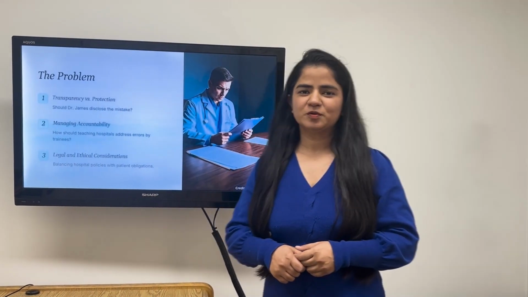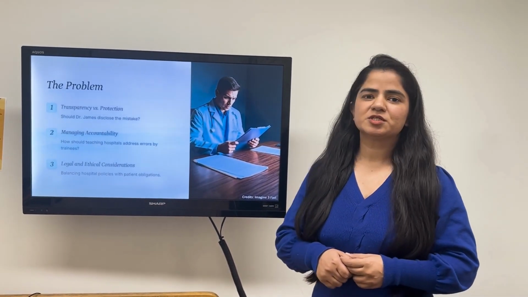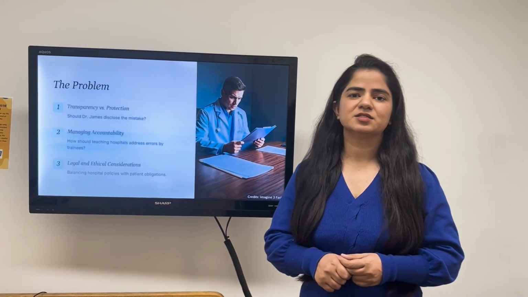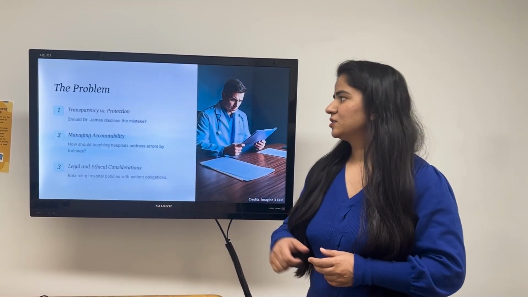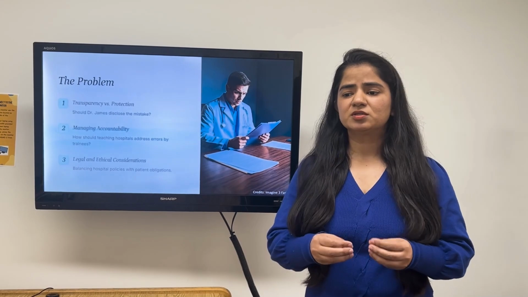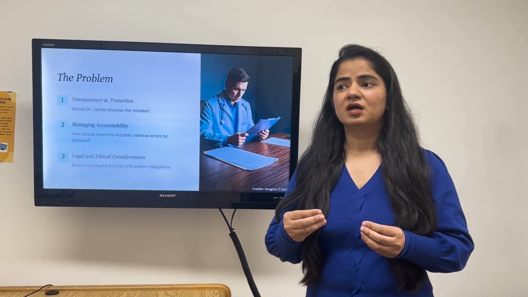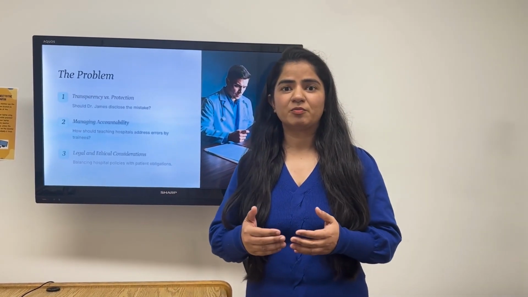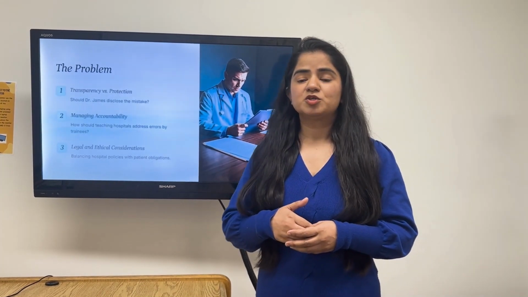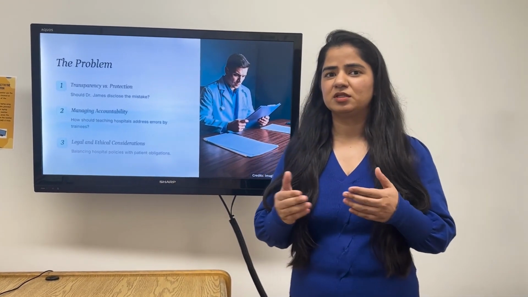So our case scenario has emerged with 3 key problems. Number 1 is transparency versus protection. Number 2 is managing accountability, and number 3 is legal and ethical considerations. As far as the first problem is concerned, there is the ethical dilemma of whether Dr. James should prioritize transparency with the patient, Mr. Thompson, whether he should tell him all the things which happened during the surgery and the mistake which was done by the junior resident, or should he protect the junior resident's career. So he's really torn between these 2 things.